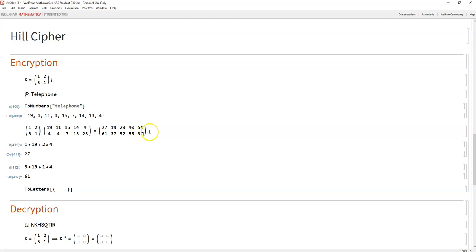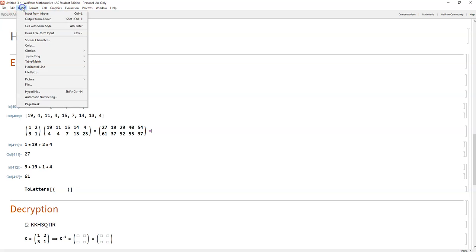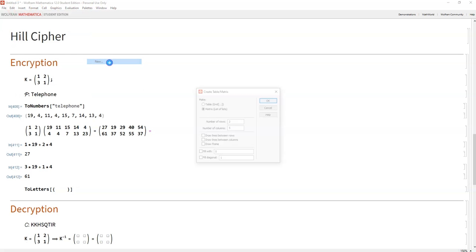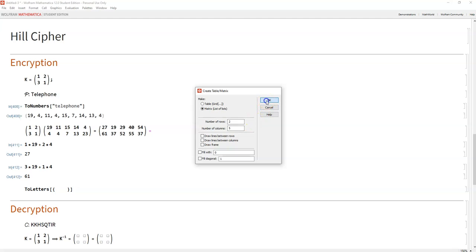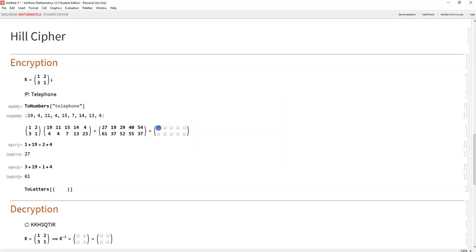Okay, and now I need to reduce this mod 26. So I should have put in a matrix earlier, so I'll put it in now. 2 by 5, that's what I need. All right, and so now I just go through and I reduce everything mod 26 as needed.